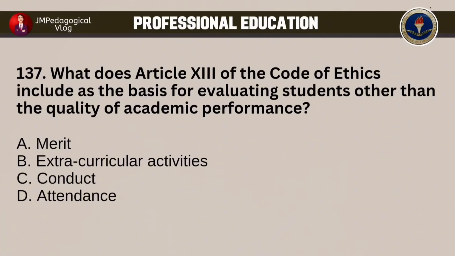137. What does Article 13 of the Code of Ethics include as the basis for evaluating students other than the quality of academic performance? a. Merit. b. Extracurricular activities. c. Conduct. d. Attendance. a. Merit.